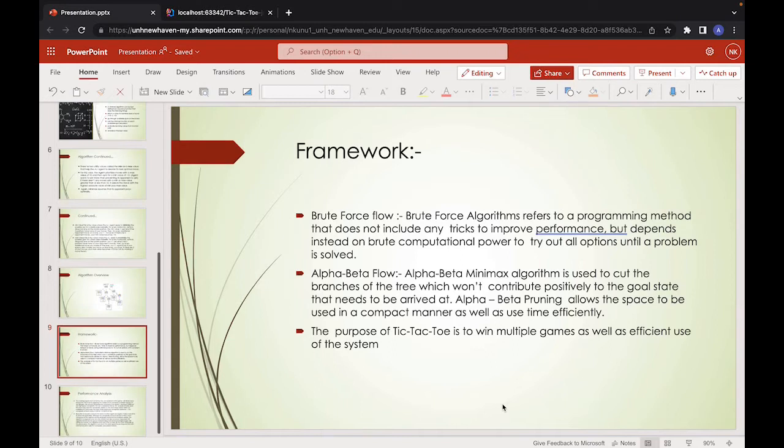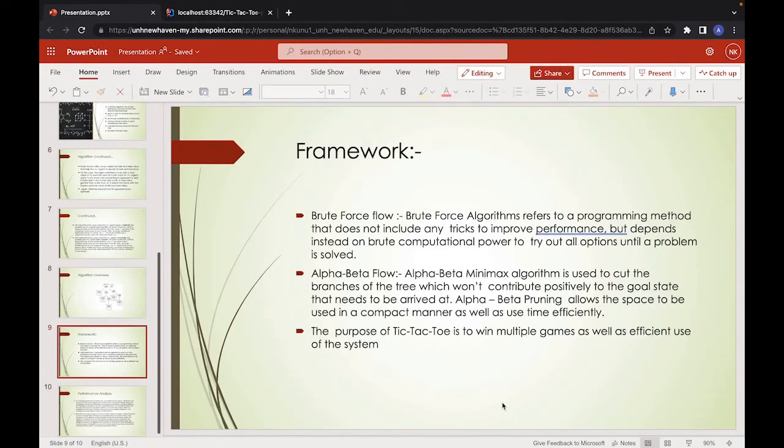But the most optimized one is the alpha beta flow. The alpha beta minimax algorithm is used to cut the branches of the tree which won't contribute positively to the goal state that needs to be arrived at. Alpha beta pruning allows the space to be used in a compact manner as well as efficiently. And the main purpose of this tic-tac-toe is to win multiple games as well as make efficient use of the system.